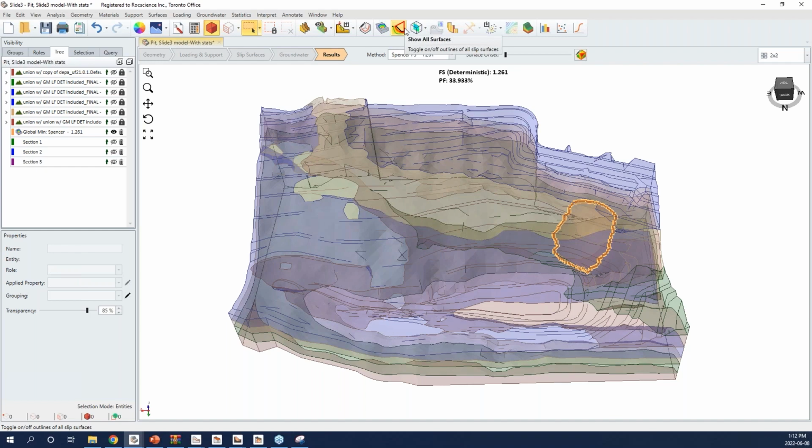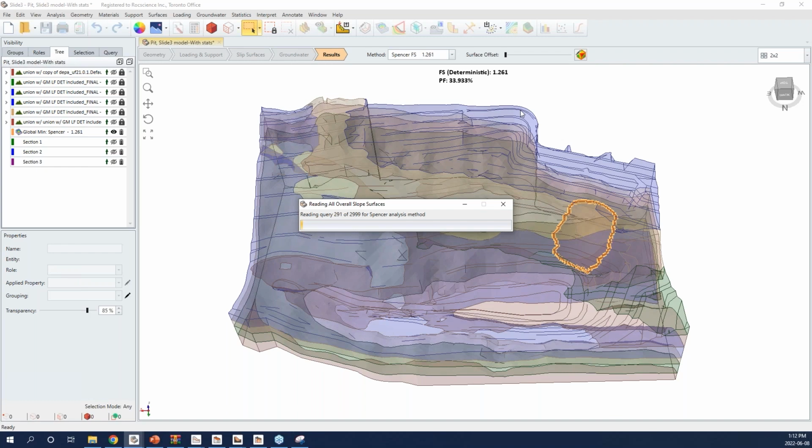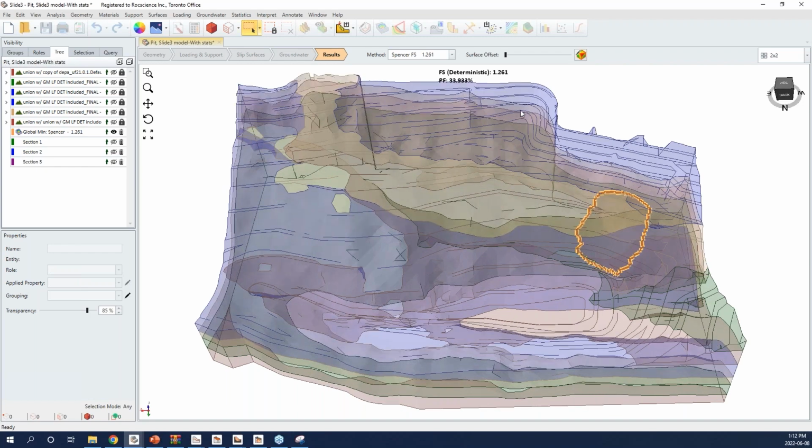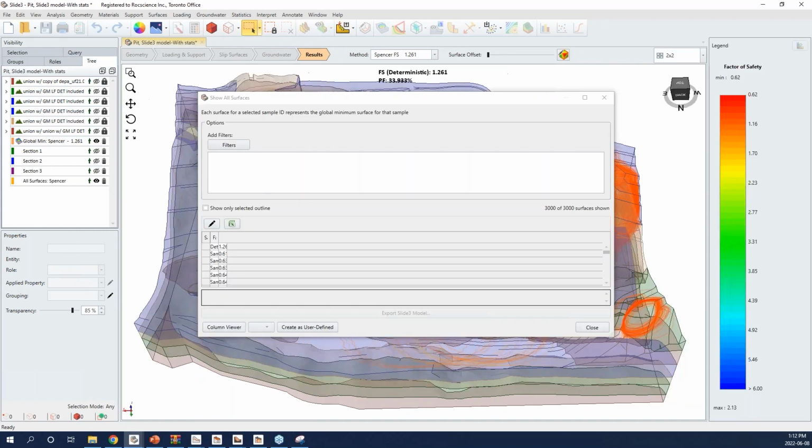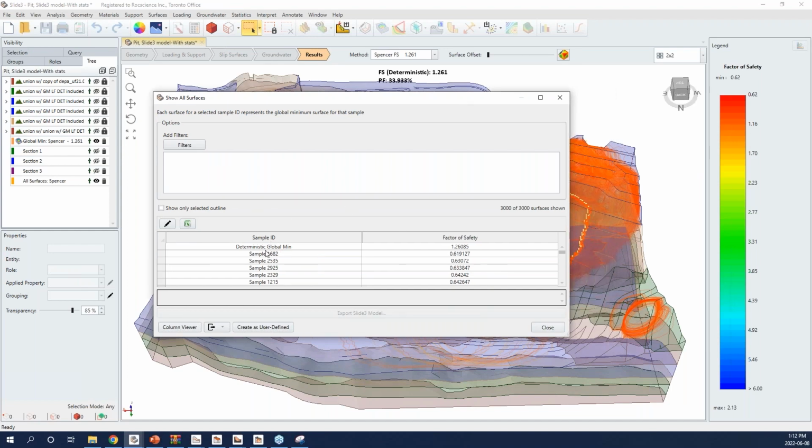We have an option to show all surfaces. If you do a deterministic analysis, show all surfaces means all deterministic surfaces that we search to find the critical slip surface. But when you do probabilistic analysis, show all surfaces, especially for the overall slope option, is all the slip surfaces that we found for every simulation in the probabilistic analysis. So all 3,000 simulations, you can see that this is the deterministic, and these are the sample number and the failure surface for that sample.